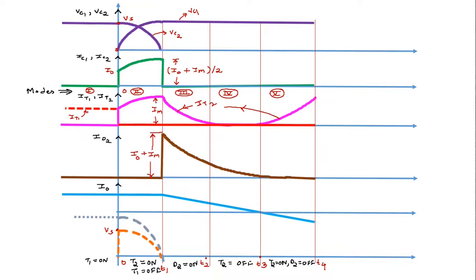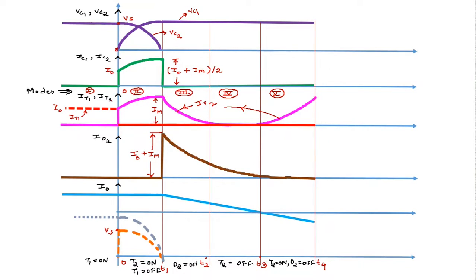Now if we talk about the thyristor currents, IT1, which is the current through the T1 thyristor, will be equal to the load current I0, because T1 thyristor is conducting the load current and it is in the on condition, whereas T2 thyristor will be in the off condition in the mode number 1 operation.